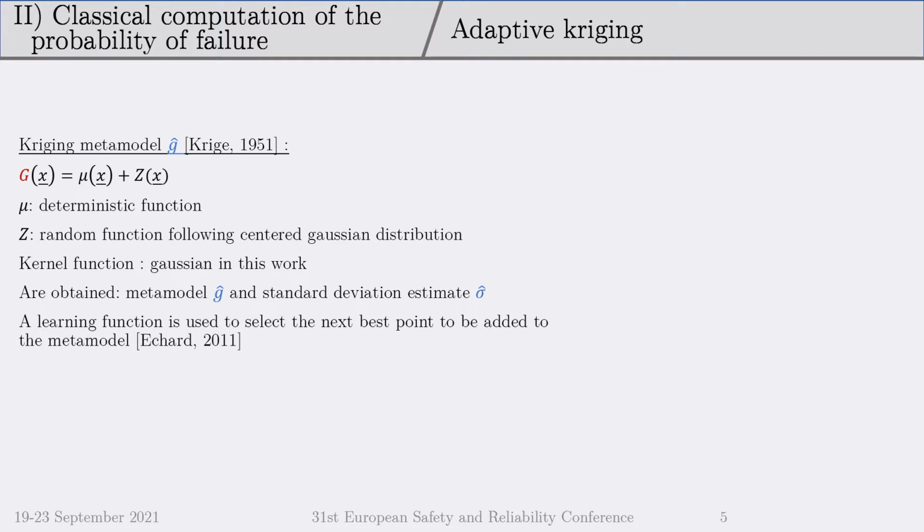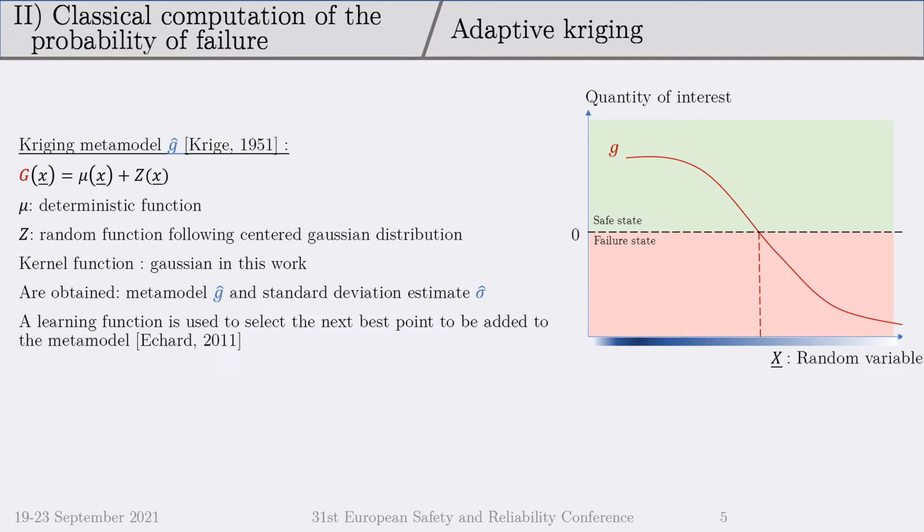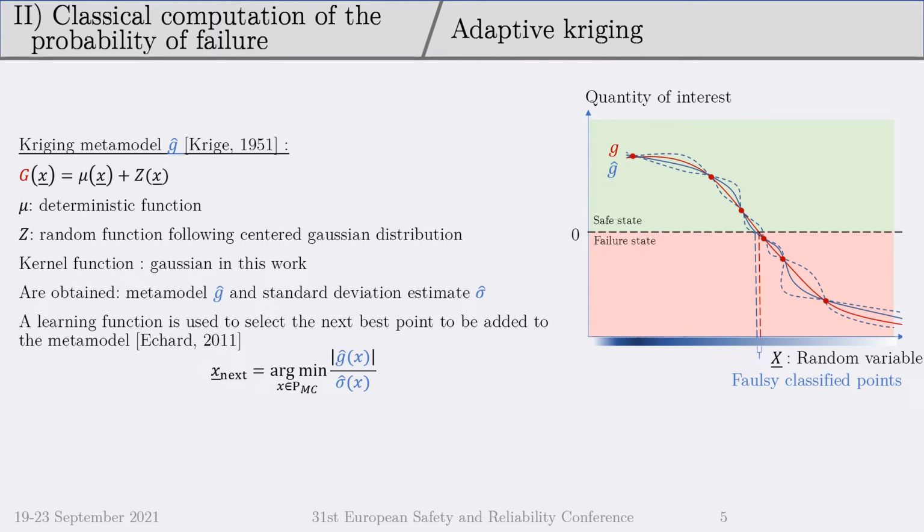A learning function can be used to select the next best point to be added to the metamodel. Let me explain. With a first evaluation of G, you can build a metamodel and a confidence interval within which the exact solution should lie. You have falsely classified points because of the limit state being not the exact one. So because you have high uncertainty on the value of the limit state, you can add a point close to the limit state and thus reduce uncertainty and falsely classified points. This is basically adaptive kriging for Monte Carlo simulation. I've written here the learning function that is used to select the next best point to add to the metamodel.